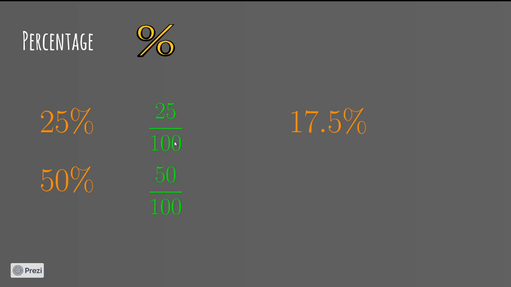Okay. So now, what is 25%? Simply 25 by 100, making the denominator 100. So what is 50%? 50 divided by 100. And now you would say, sir, let me give you a hard one, 17.5%. That looks hard, but it is not hard. It is just 17.5 divided by 100.